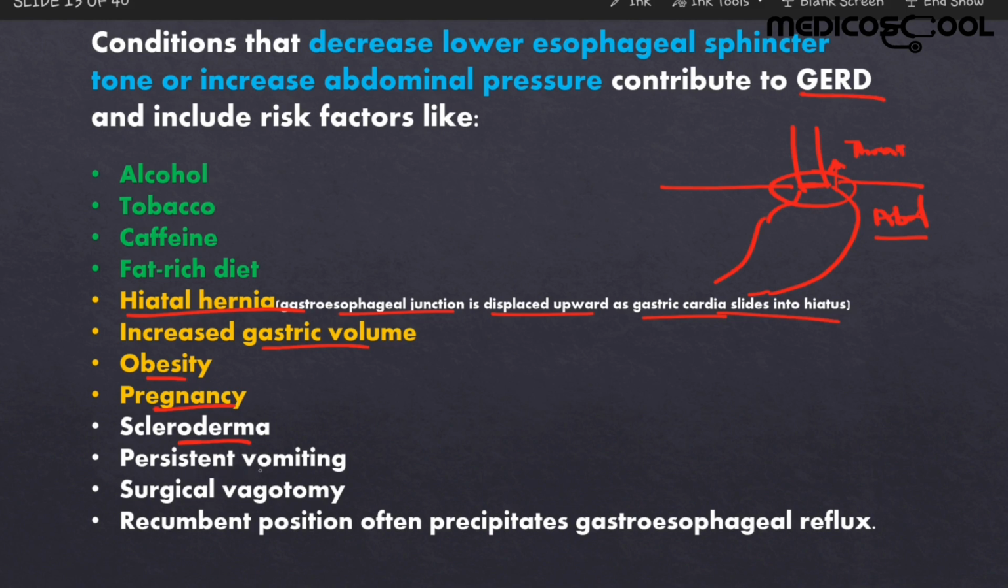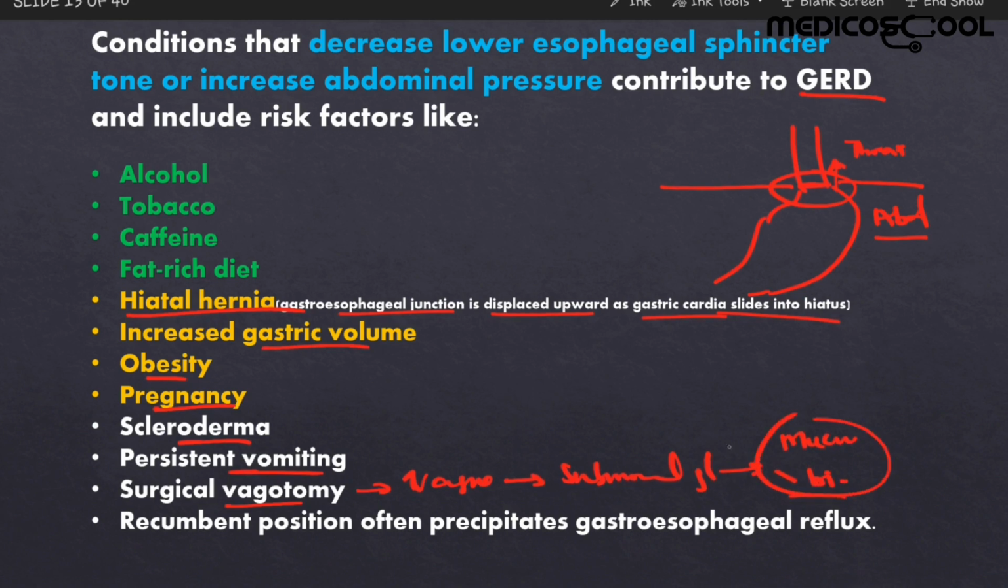It can also be caused by persistent vomiting and surgical vagotomy, because the vagus nerve supplies the submucosal glands, and these submucosal glands secrete the mucus and bicarbonate. So the surgical vagotomy will cut these vagus nerves, which will do what? Decrease the function of the submucosal glands, and there will be a decrease in mucus and bicarbonate. Also, the recumbent position can precipitate gastroesophageal reflux.